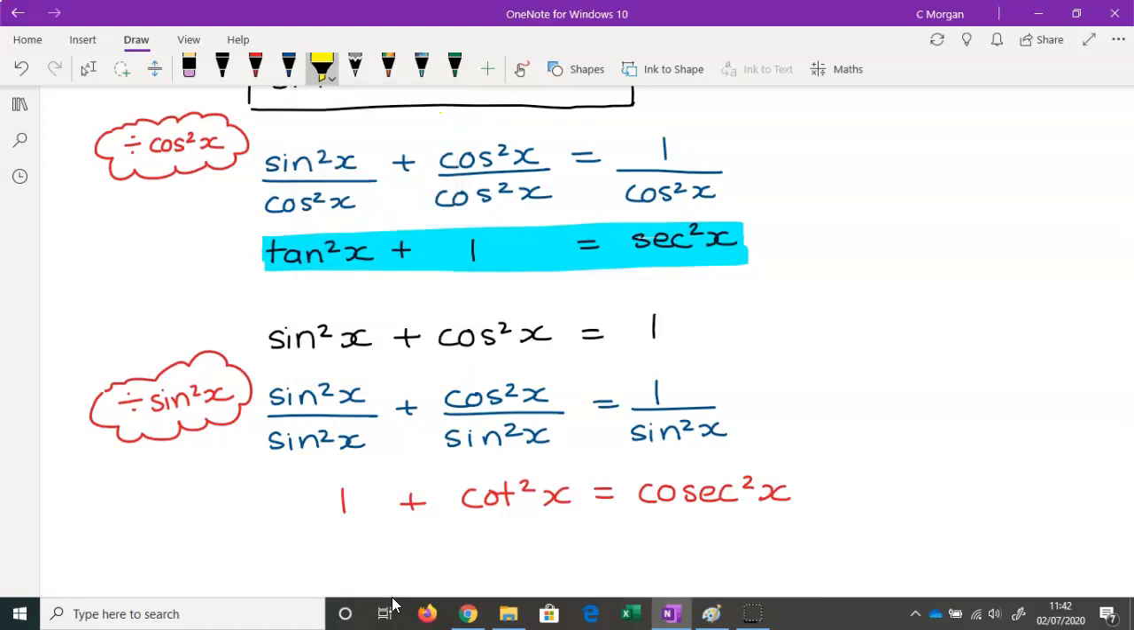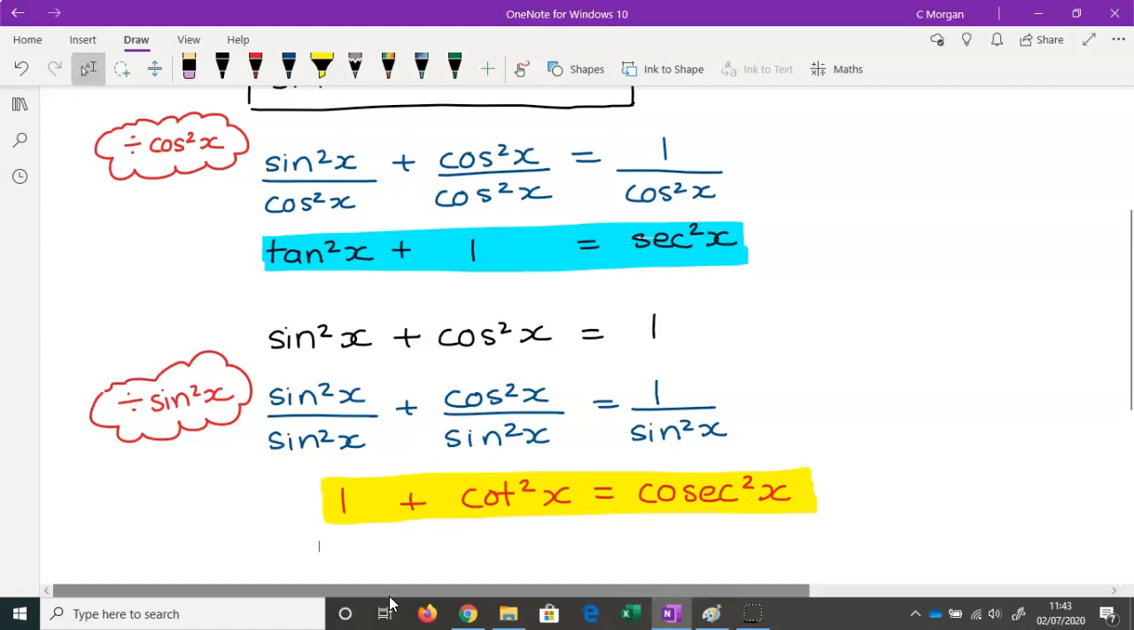Or at least, if you can't learn it because you can't remember it, we can always go back to sine squared x, add cos squared x equals 1, and divide through by sine squared x, or divide through by cos squared x. And I'm going to let you into a little secret. I find those two really hard to remember. So if I forget, I always go back to sine squared x plus cos squared x is 1, and I divide through, and then I know that I'm right.